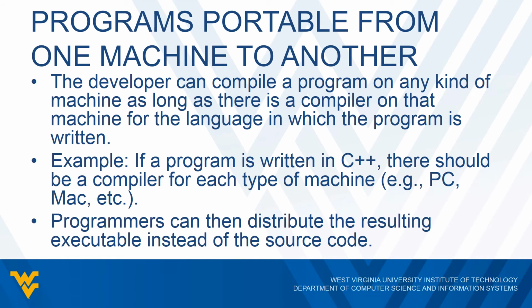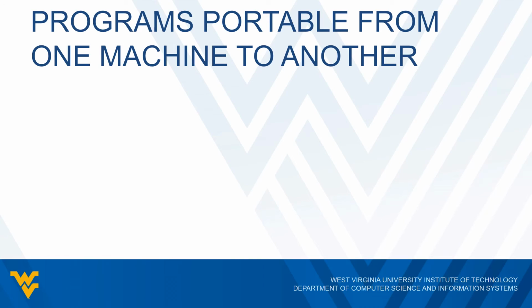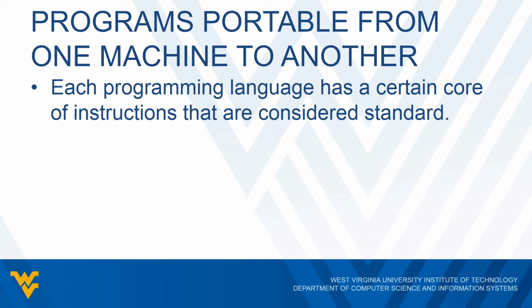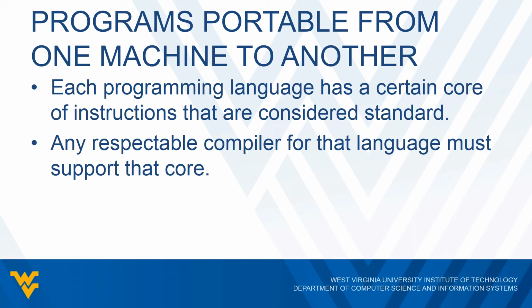And once we do this, that means the programmers can now distribute that resulting executable instead of having to give out the source code. Even with the availability of the appropriate compiler, it may not guarantee that a program developed on one type of machine can be compiled on a different type of machine. This is because each programming language has a certain core of instructions that are considered standard, which means that any respectable compiler for that language must support that core. So we have a set of instructions that must be supported on every single compiler for that language.